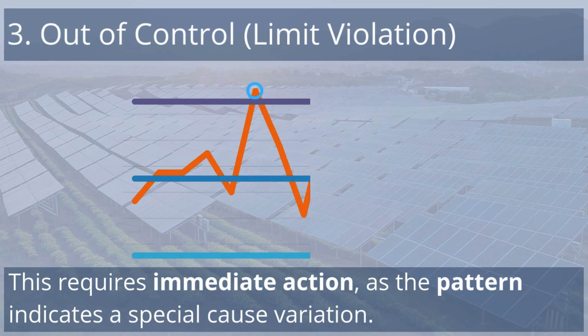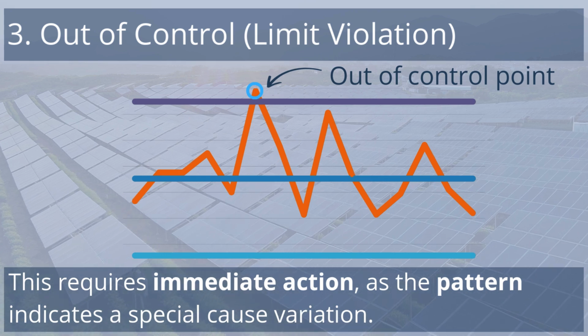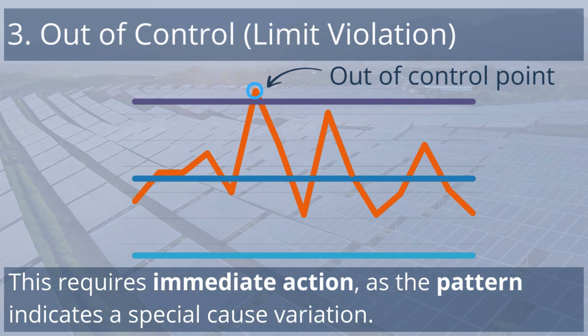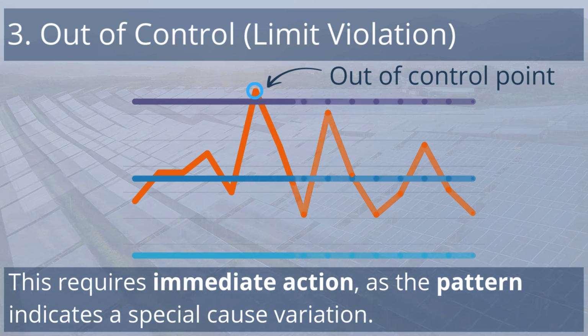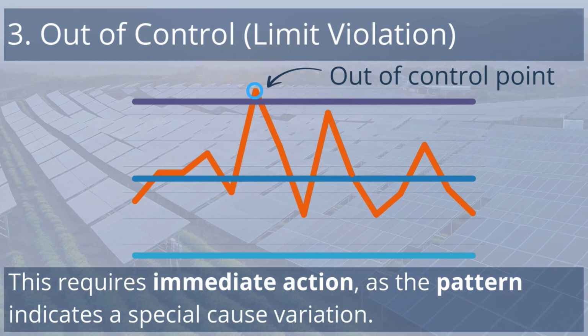Third, the process has data points that fall outside the control limits, with or without a specific pattern. This signals an unstable process that has been affected by an unexpected event and requires immediate action.